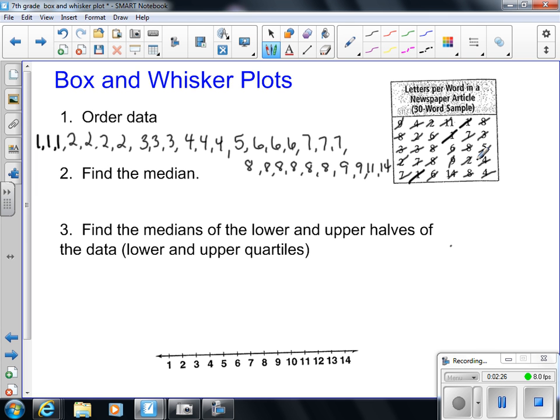All right, now we're going to find the middle number. If there's 30 pieces of data, it's going to be right around the 15 mark. So we go 1, 2, 3, up to 15. This is 15. And from the other direction, this one's 15 too. So you're trying to find the middle number, which would be 6. Okay, so 6 is your median.